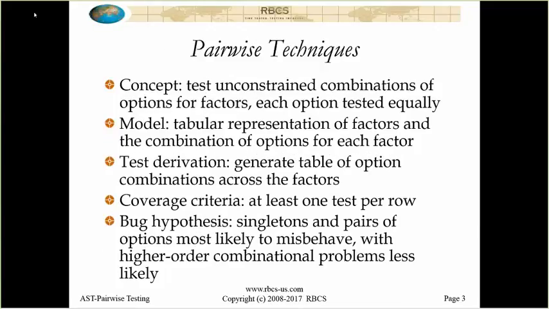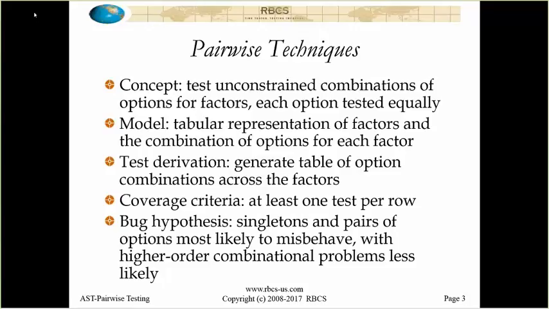So again, the basic concept here is that we are dealing with unconstrained and independent factors. In other words, the factors can vary independently of each other, and they take on different options. Again, the options can be thought of as the equivalence partitions for an input field, but they can also be the equivalence partitions for a configuration setting, which is the example that I'm going to show you in a minute. And what we're going to do is construct a table that contains combinations of options for each factor that we're interested in.